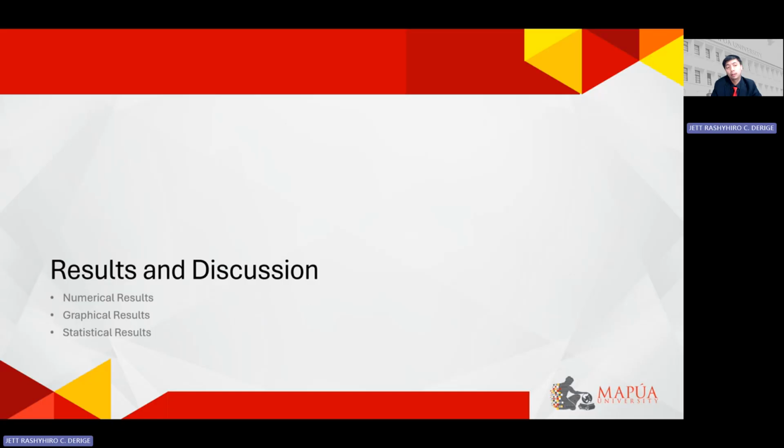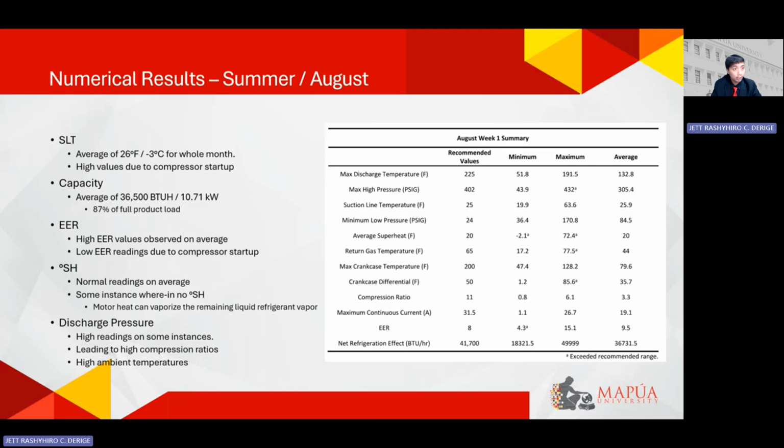So let us start on the results and discussion. First, we have the numerical results. For the SLT, the average would be around 26 degrees Fahrenheit for the whole month. That would be a difference of just 1 degree Fahrenheit from the actual required operating evaporator temperature. This is due to higher readings due to high ambient temperature.